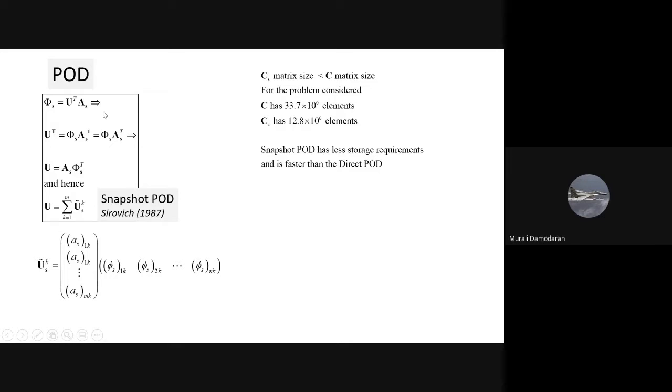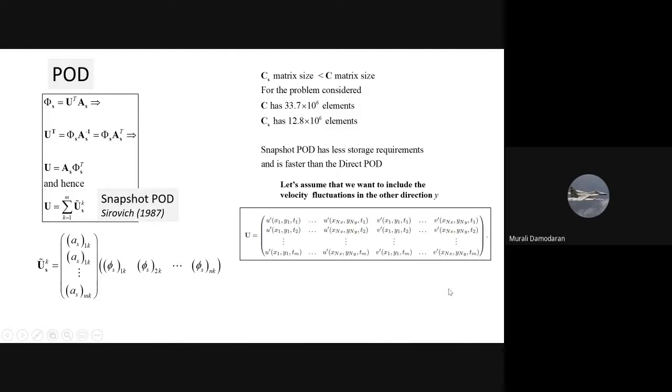For example, for the same data set, if you use snapshot POD, my covariance matrix will only have 12.8 million elements. If I use the standard direct POD, it will have 33.7 million. Now you can add other things. So far we only looked at the longitudinal component. You can add the Y component, the Z component, and then the matrix will become even larger.